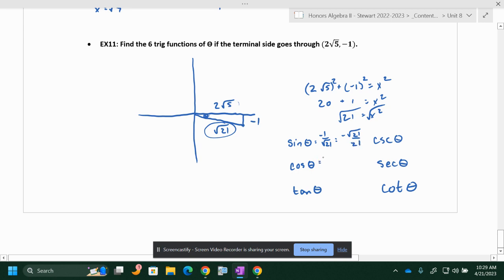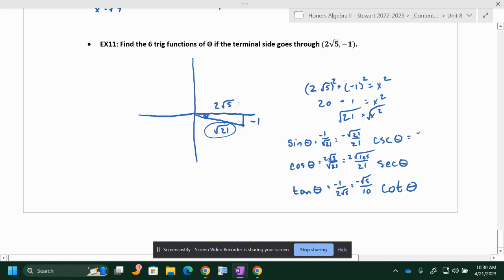Cosine, 2 square root of 5 over the square root of 21. So that'll be 2 square root of 21 times 5, so 105 over 21. And then my tangent, which is -1 over 2 square root 5, or negative square root 5 over 2 times 5, which will be 10. And I can't simplify because that 5's underneath the radical.